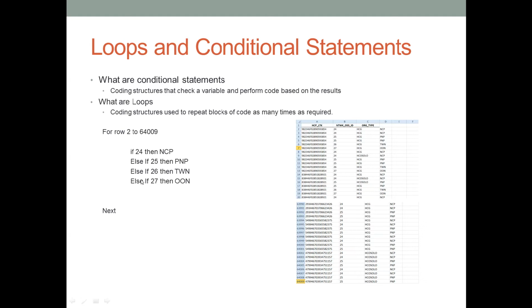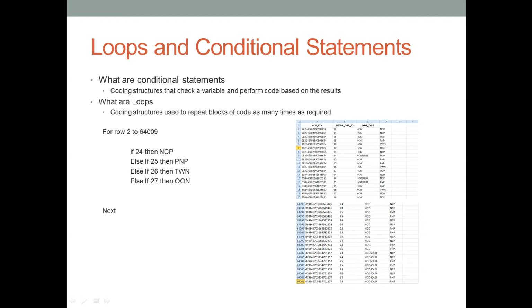It's going to repeat this block of code. For row 3, we're 24 again, so NCP. It's going to hit this Next, come back up. It's going to repeat this loop until we've reached 64,009. That means we've run all through the rows, and then it's going to exit the loop and continue going down whatever code you have, or it's going to end the program.